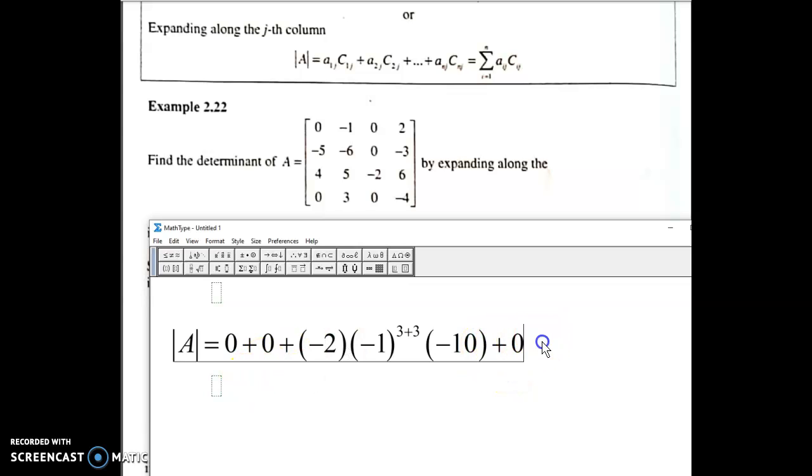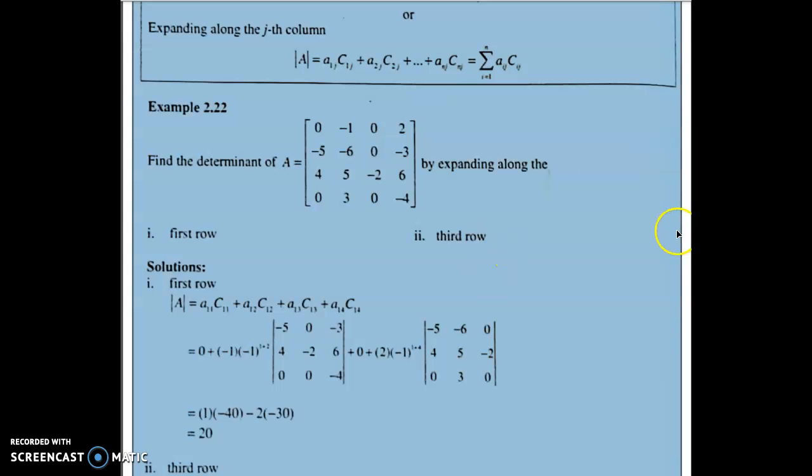Let's try to calculate it. The zeros can be ignored, so we just bring -2 in front. -1 to the power of 6 gives +1, and then times -10, and that will give us 20. So again, let's check with the answers for the other columns.